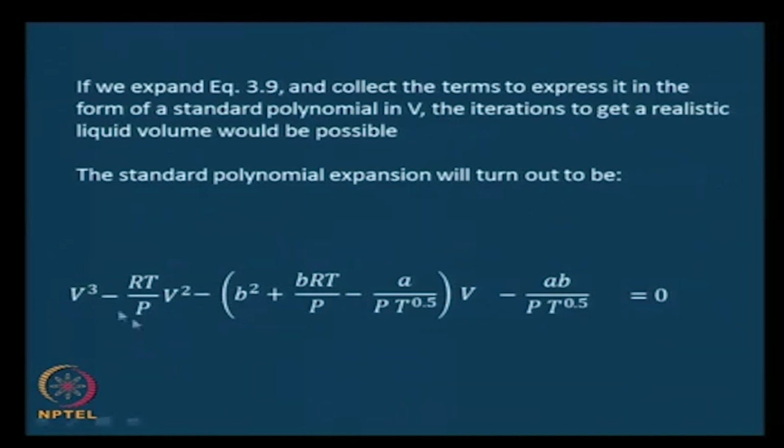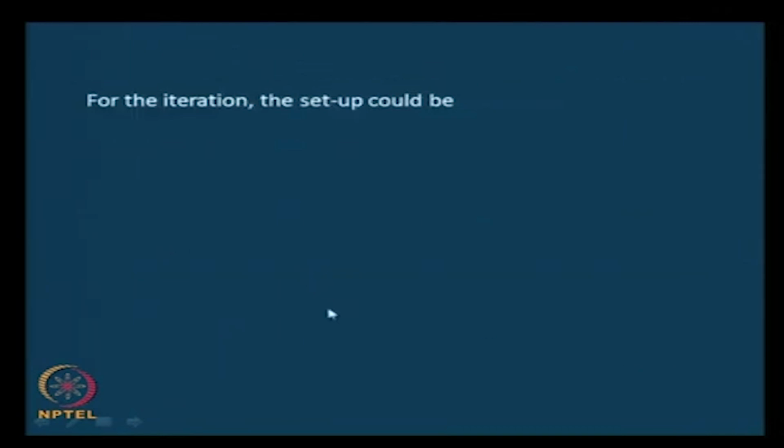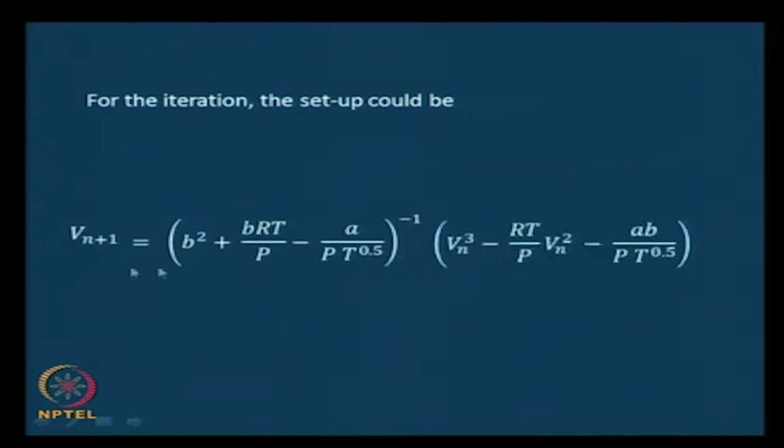So, this form can be used to iterate for liquid volumes, and to do that iteration we had to transpose that equation as Vn plus 1 equals (B squared plus B RT by P minus A by P T power 0.5), remember, this was in the numerator here, so this has to be in the denominator on the other side. In other words, we are dividing both sides by this to get rid of the term here. Therefore, this is to the power of minus 1 into the remaining terms that were there in the previous equation, Vn cubed minus RT by P Vn squared minus AB by P T power 0.5.